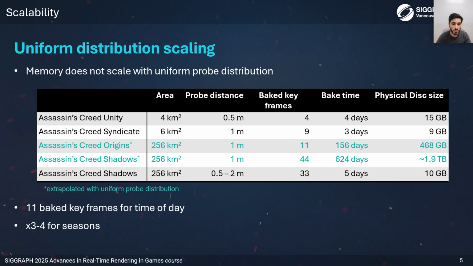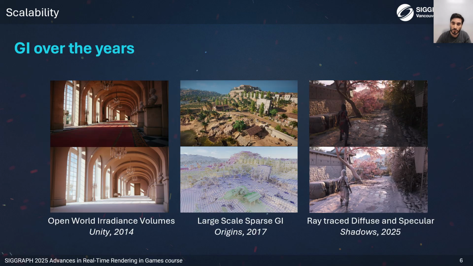Uniform probe distribution solutions do not really scale well with this dynamism today. Therefore, the technique has evolved over the last years. For Assassin's Creed Origins, we moved to a sparse solution instead, and for Shadows, we have developed the ray trace, diffuse, and specular solution.